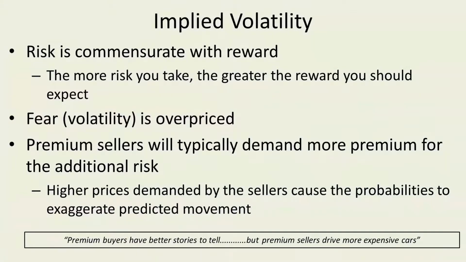So the higher prices that are demanded by the sellers cause these probabilities to exaggerate the predicted movement. And that's what I talk about all the time. Volatility is overstated, fear is overpriced. We're going to sell the one standard deviation because we know that 70% of the time it's going to be contained, and we'll cover that in a little bit. But all those are really, really important.